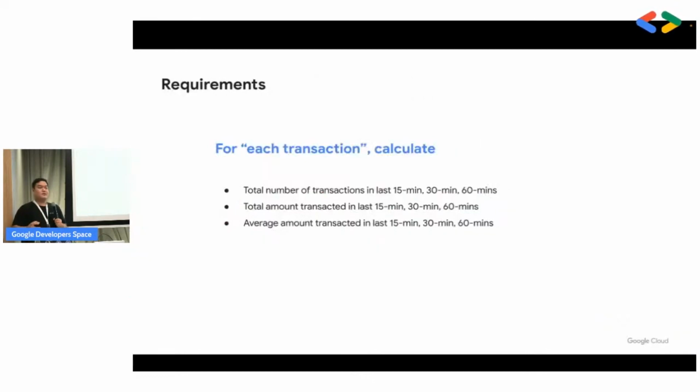And the requirement for me to engineer features using streaming data is, for each transaction, I have to create things like total number of transactions within the last 15 minutes, 30 minutes, and 60 minutes. The same thing, how much amount has been transacted and the average amount of the transaction for each user, right?